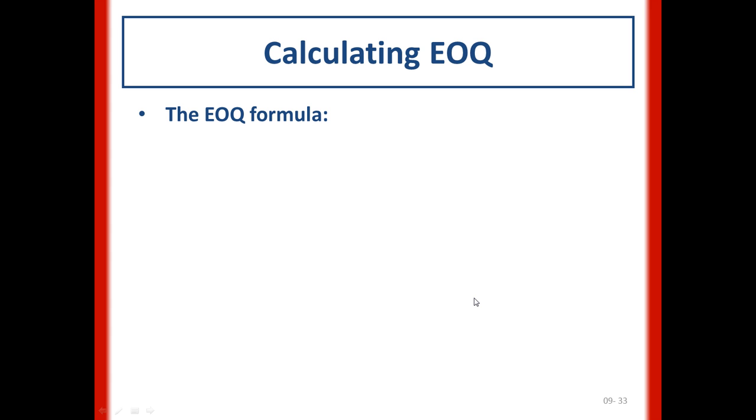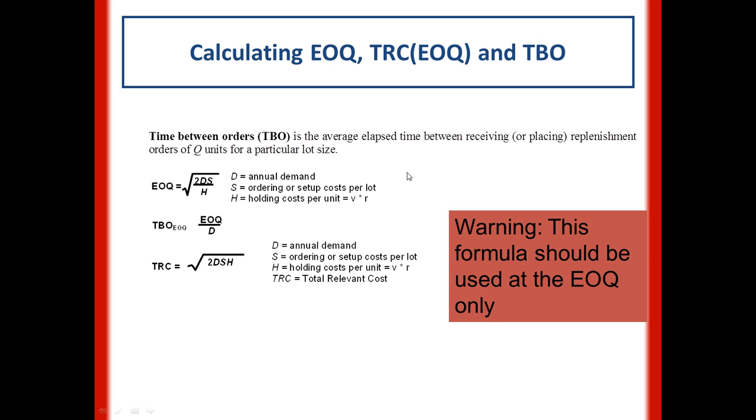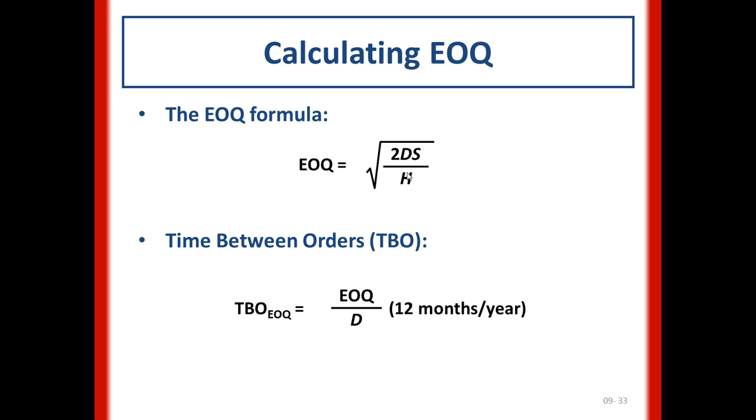Next concept is to calculate the EOQ. The EOQ can be calculated using the formula. The formula that can be used to calculate EOQ is square root of 2DS divided by H, and time between orders at EOQ equals EOQ divided by D.